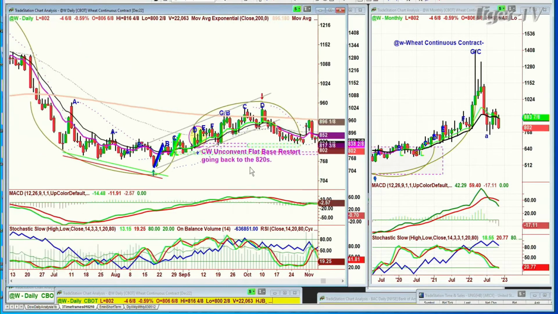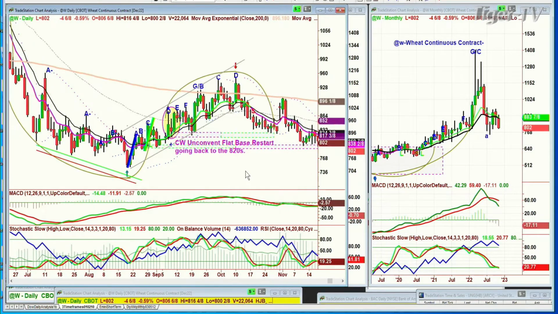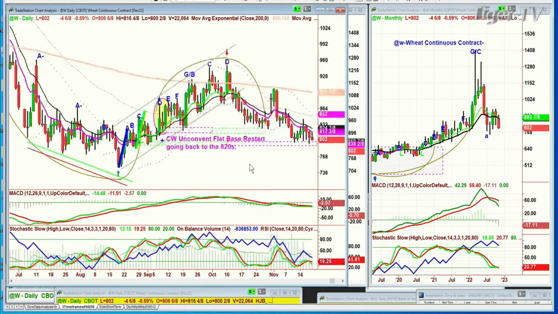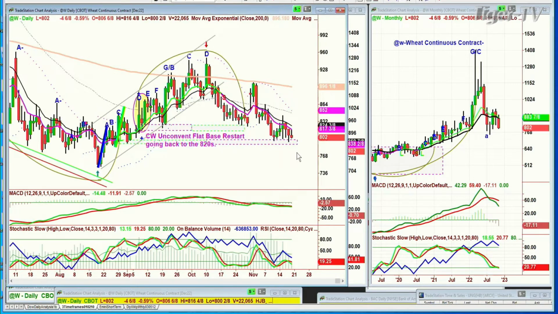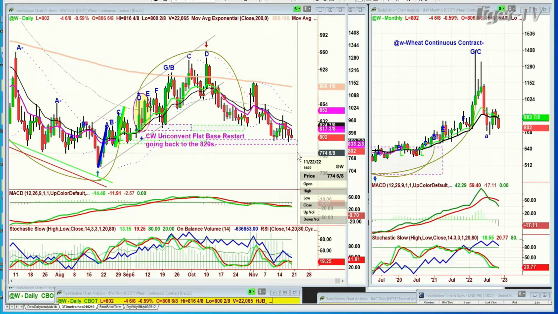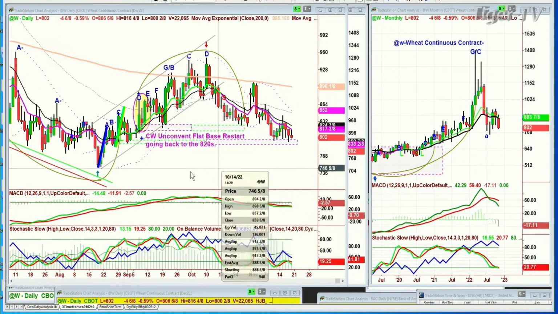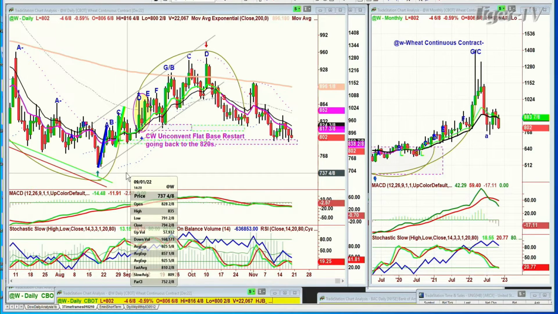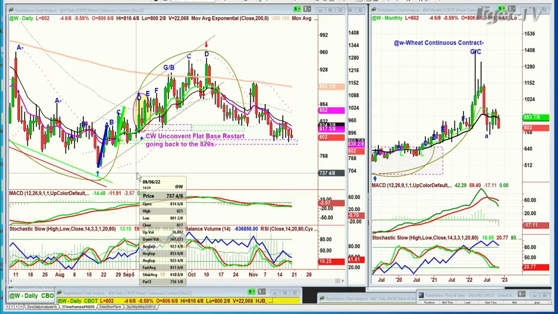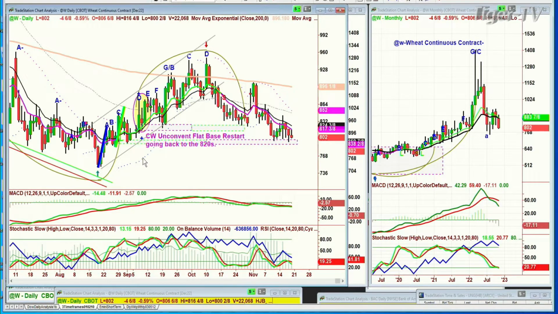It didn't show because the lettering was covering it up. And all of a sudden I'm looking out, and it says that by the 22nd of November, there should be a test of this particular low right here. Whoops, it was this low right here. And that is the 802 area. Well, we just did that.